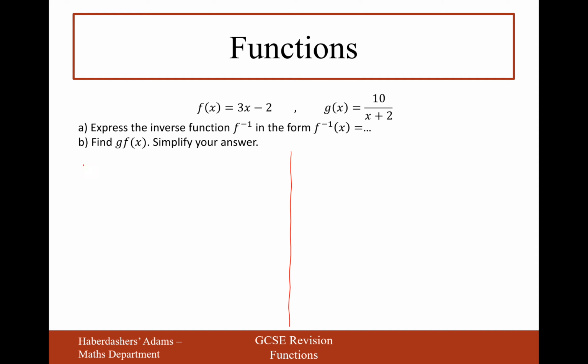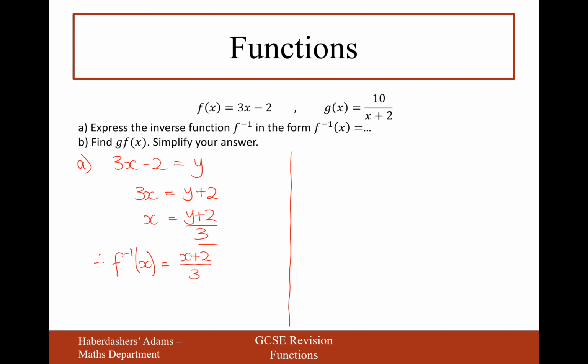Okay, so let's have a go at part A then. Part A is express the inverse function for f. So that's going to be 3x minus 2 equals the output letter y. So now we're going to rearrange this to make the input letter the subject. Divide by 3. So therefore, the inverse function f minus 1 x equals, remember we don't use y in the equation, we use the letter x. So this is the function that will undo the f function.